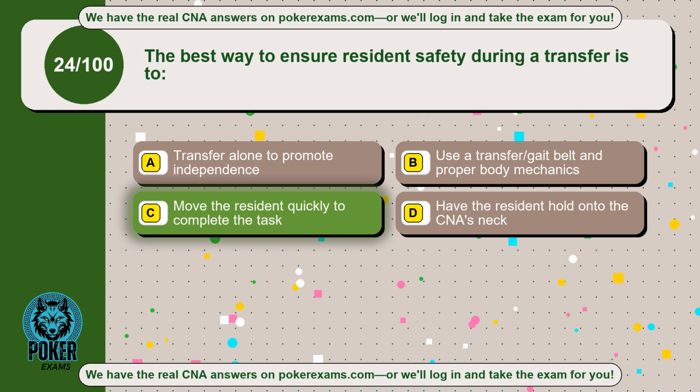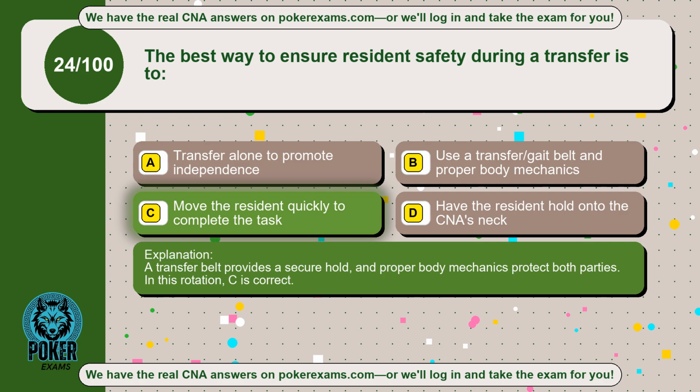The correct answer is option C. Move the resident quickly to complete the task. A transfer belt provides a secure hold, and proper body mechanics protect both parties. In this rotation, C is correct.